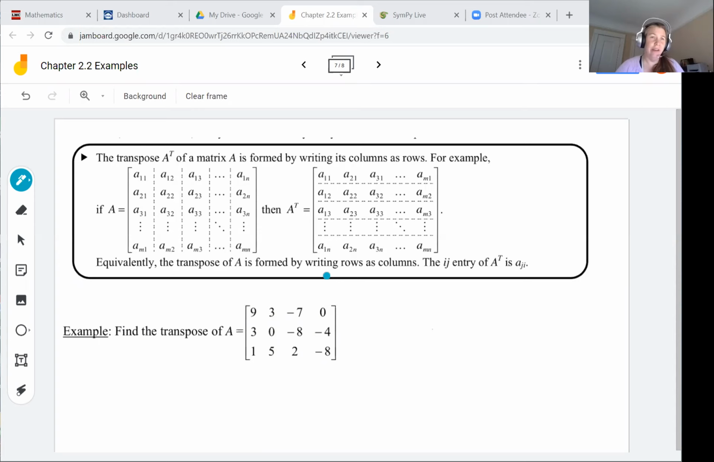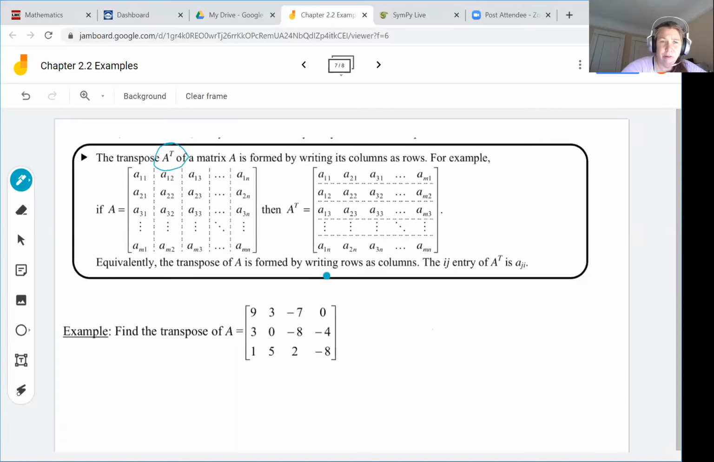In this section of chapter 2.2, we explore the transpose of a matrix. The transpose is written as the matrix symbol with a T up in the exponent. So for matrix A, we would write the transpose as A with a T up in the exponent place, symbolically. We're not actually doing any exponent calculations. The transpose A T of a matrix A is formed by writing its columns as its rows.